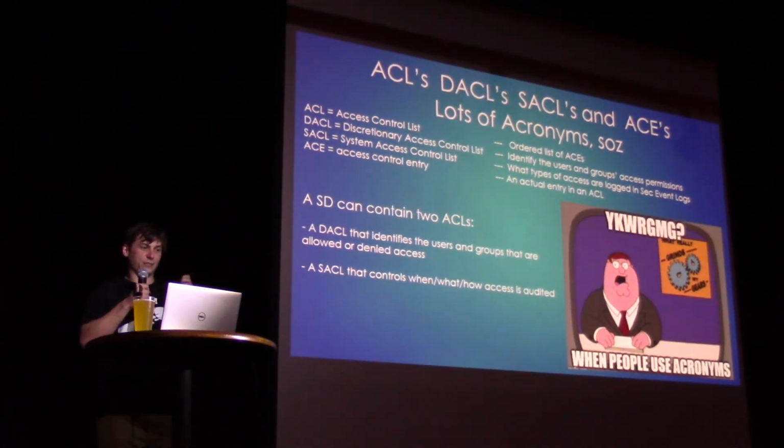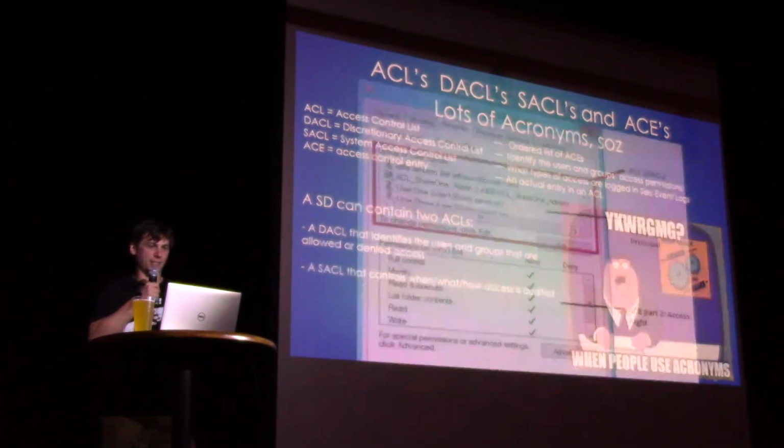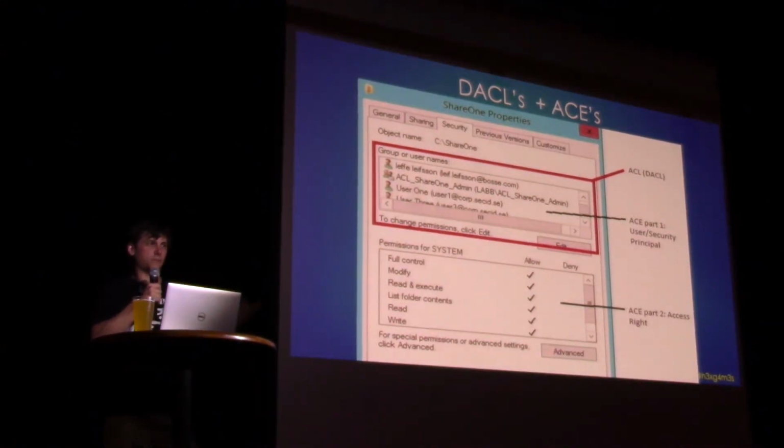An SD can contain two ACLs. The DACL and the SACL are basically those two ACLs. But you've probably seen these before and maybe just didn't know what you were looking at. If you right-click on a folder and pop it open and go to the Security tab, you're actually looking at these ACLs. The DACL is the top half, and that's listing those users and groups for that folder. Whenever you click on one of those names, below it'll show you what permissions that user has, whether they have read, write, if they can list the folder's contents, if they have full control, and those individual entries are part of the ACE, the access control entry.